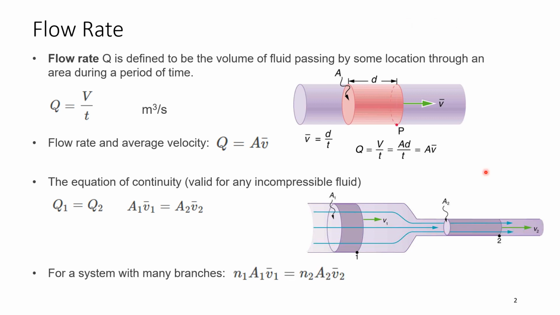For a system with many branches, continuity of flow is maintained, but it is the sum of the flow rates in each of the branches in any portion along the tube that is maintained. Then the equation of continuity has a more general form, N1 A1 V1 equals N2 A2 V2, where N1 and N2 are the number of branches in each of the sections along the tube.